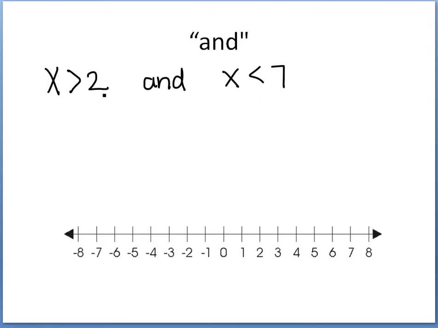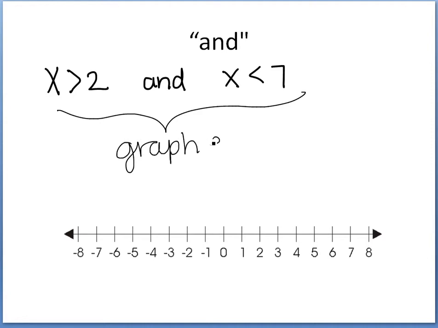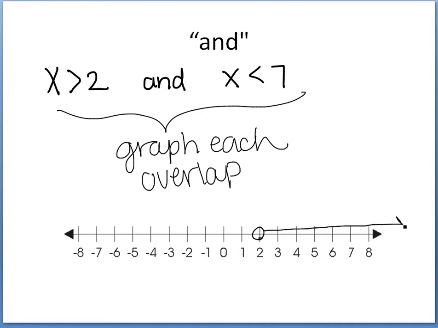So let's look at an and used with inequalities. X is greater than 2 and x is less than 7. So we want all of the numbers that fit both of these. So we could graph each and then look at where the overlapping portion is, and that's where both happen. If I graph x is greater than 2, here's 2, it's an open dot, and greater than is this way. Then if we do x is less than 7, here's 7, it's an open dot, and it has to go less than.